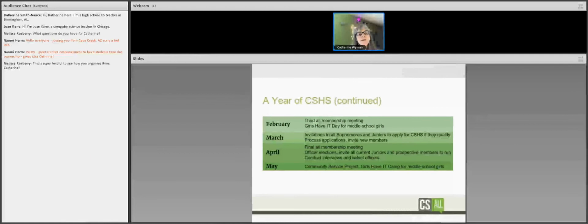In February, we have our third all-membership meeting, and we have Girls Have a Day. Girls Have a Day welcomes about 300 middle school girls to campus, where they engage in hands-on science, technology, engineering, art, and math activities, hosted mostly by members of the Computer Science Honor Society. We do have some other students participate with us, freshmen and sophomores who aren't yet eligible for CSHS, but there were almost 200 high school girls this year who designed, developed, and delivered hands-on STEAM activities for our middle school girlfriends. And the reason that we do that is because girls have equal interest as boys in 6th grade in science, technology, engineering, and math, and by 9th grade, it's gone.